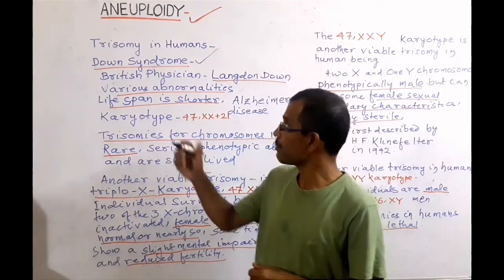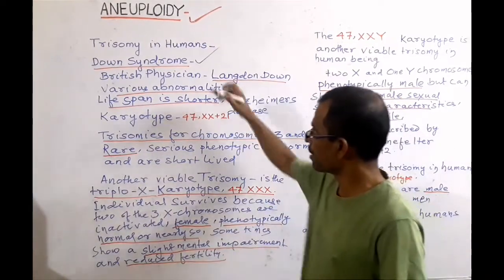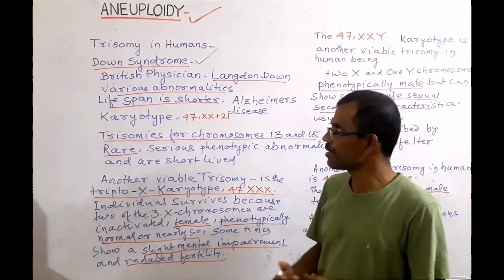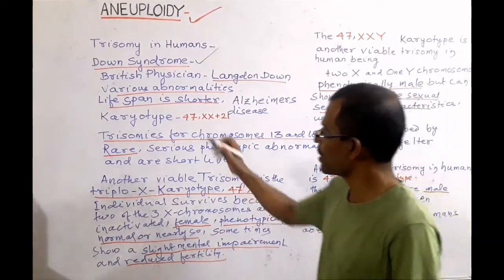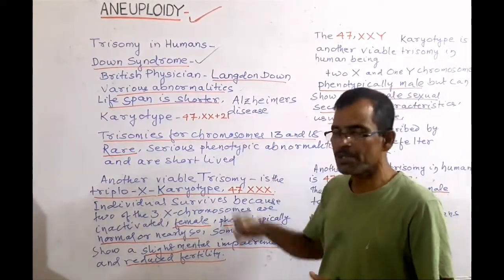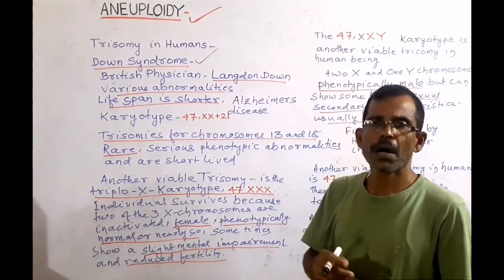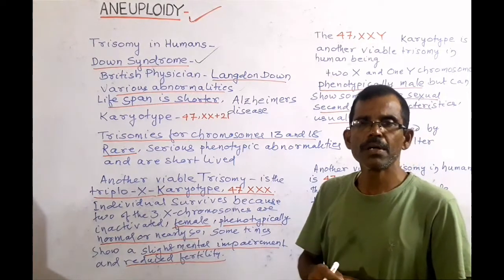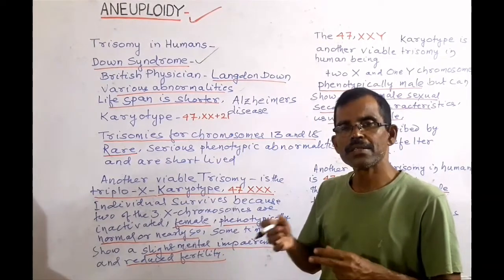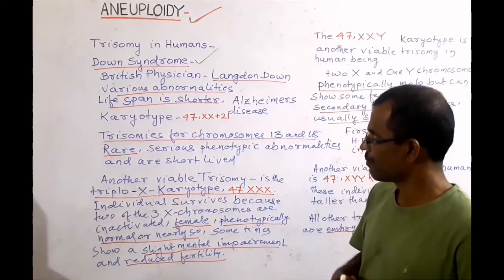Now we shall discuss trisomy in human beings. One example is Down syndrome. Down syndrome is a chromosomal abnormality. It was first described by British physician Langdon Down. Persons with Down syndrome have various abnormalities. Their lifespan is shorter. Invariably, most of them develop Alzheimer's disease. Alzheimer's disease is a form of dementia that is common in the elderly.